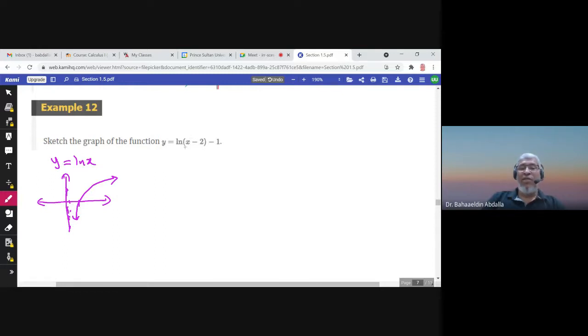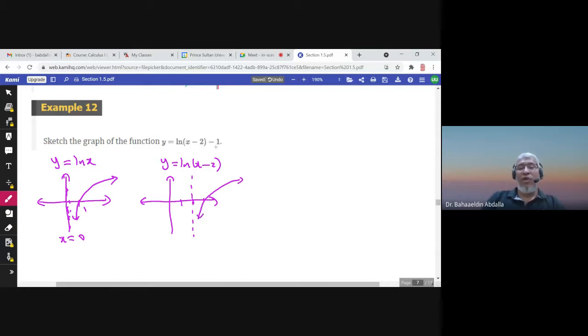Okay, I have a horizontal shift. So I will sketch the graph of ln of x minus 2. Take this graph 2 units to the right. When you take it 2 units to the right, this line, which is x equals 0, the vertical asymptote, will move 2 units to the right. So it would be here. And this point, which is 1, you move it 2 units to the right, it would be 3. And this would be the graph of ln of x minus 2.